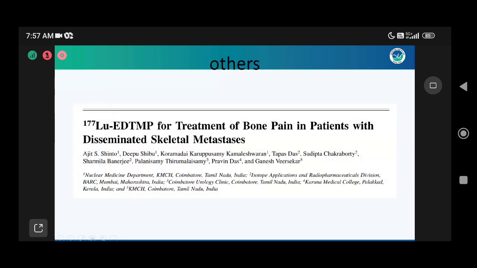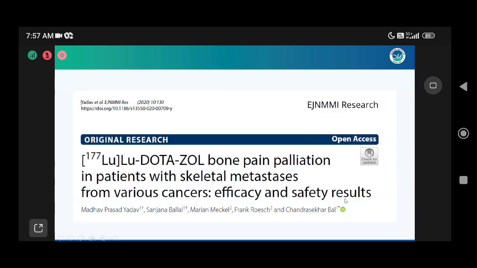The other one, as I told, is lutetium-177 EDTMP for treatment of bone pain in disseminated skeletal metastasis. This study has been published, which showed significant reduction in pain in these cases. One more is the AIM study, in which lutetium-DOTA-ZOL has been used for bone pain palliation. This also showed significant increase in overall survival as well as quality of life in these patients.